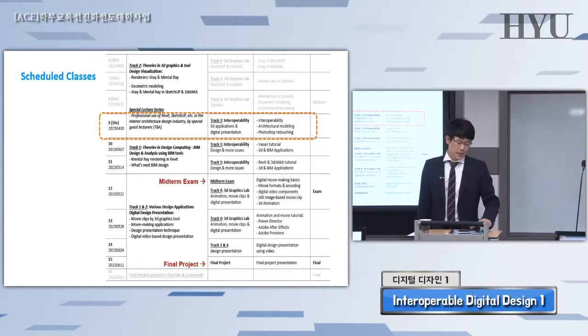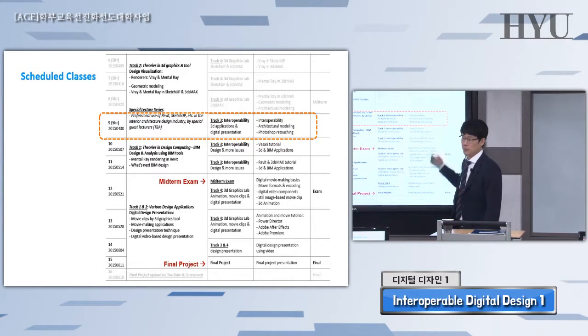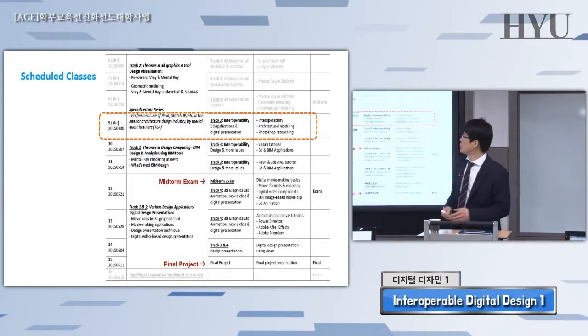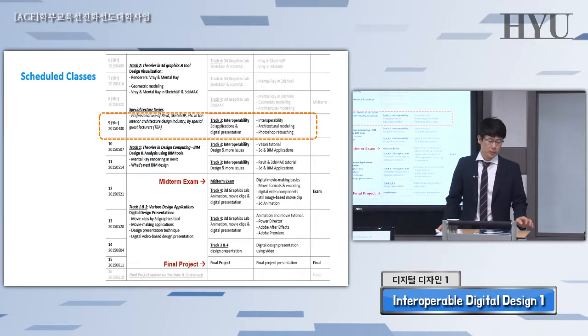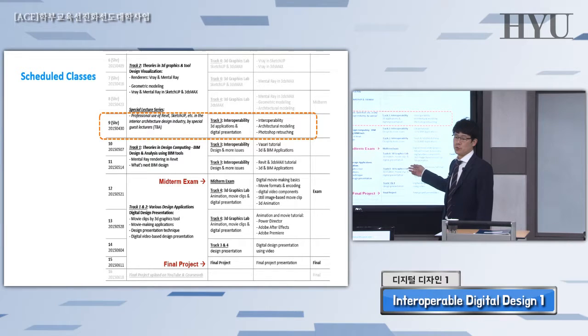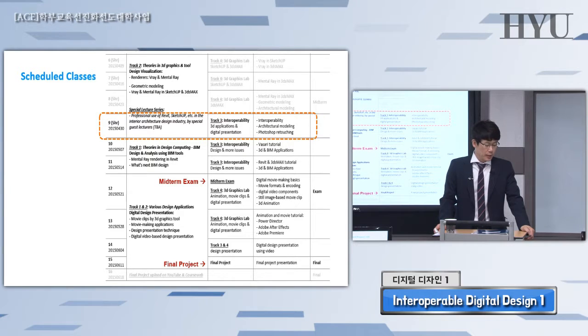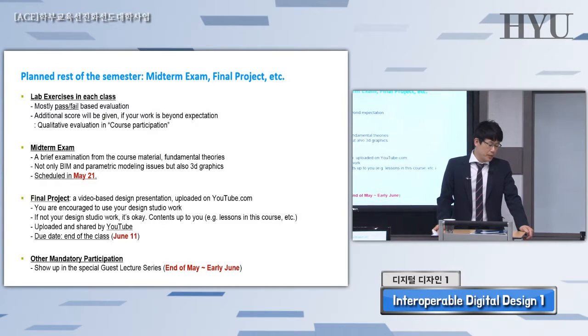So schedule, here we are. We've run out of time, half of this semester. So today and the week after next, we're going to deal with interoperability issues before we do some video-based presentation issues for your final project, okay? And the midterm exam and final project dates are fixed. May 21st, midterm exam, fixed. Final project, June 11th, okay?